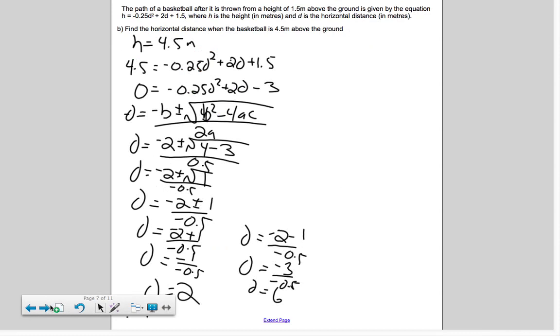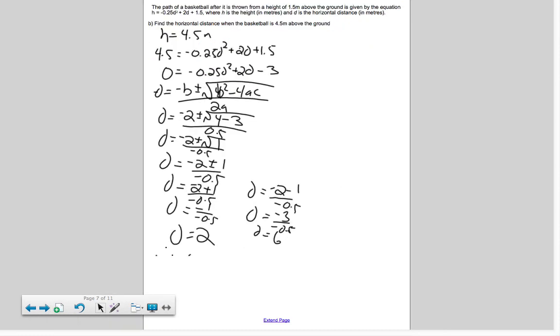So here, you really have 2 places. Therefore, at 2 meters away and 6 meters away. Okay?